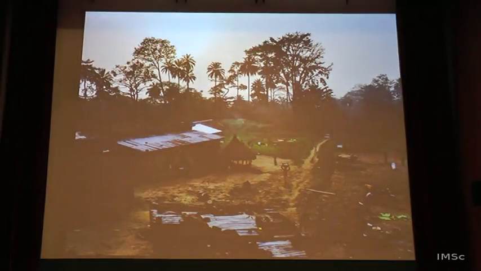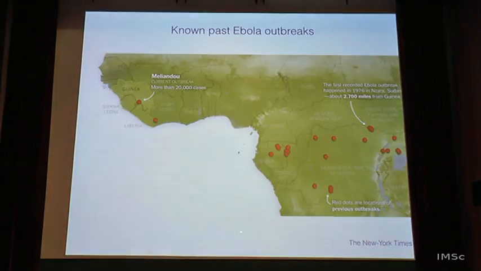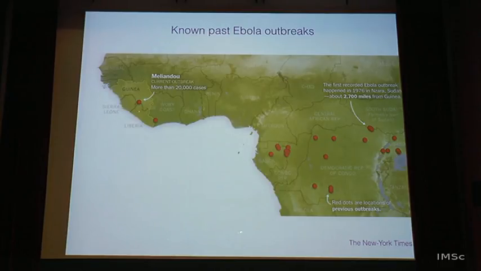The quality of the picture is not that great, but that's where the first case originated. That's the village of Meliandou, a typical rural village in the forest. It's located here at the border of Guinea, Sierra Leone, and Liberia. If we compare this to the geographical localization of the previous outbreaks, represented by these red dots, we see that there is a big shift in the area. We are quite far from the traditional region of Ebola outbreaks, mainly Democratic Republic of Congo and Gabon.